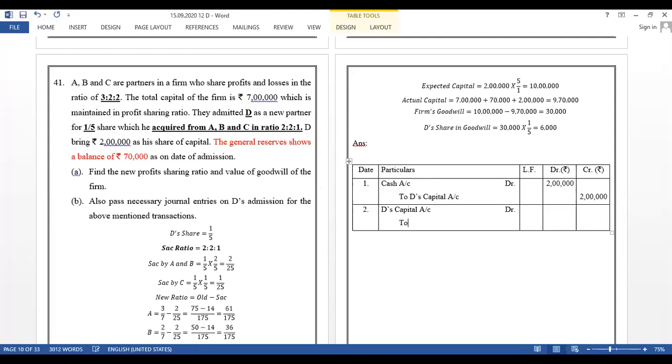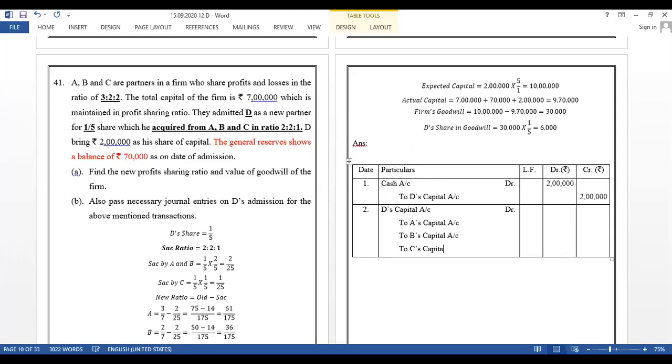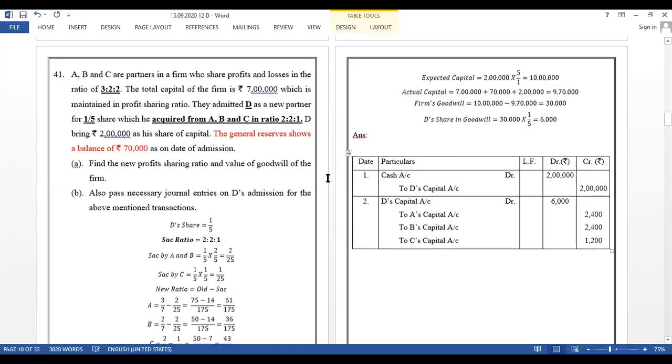All the three partners are the sacrificing partners: to A's capital account, to B's capital account, to C's capital account. So 6,000 in the ratio of 2:2:1 is 1,200, so 2,400, 2,400 and 1,200. That's all for the sum.